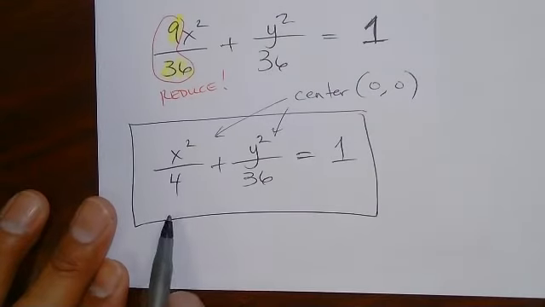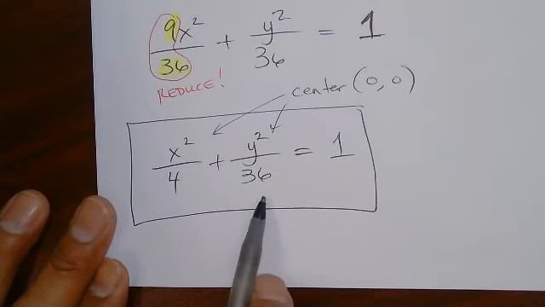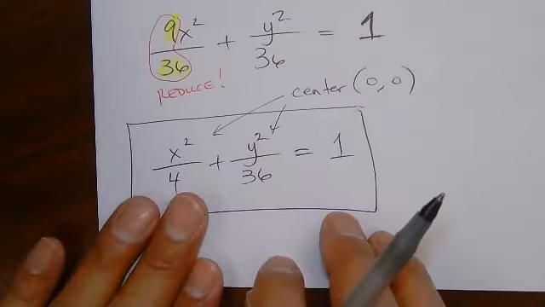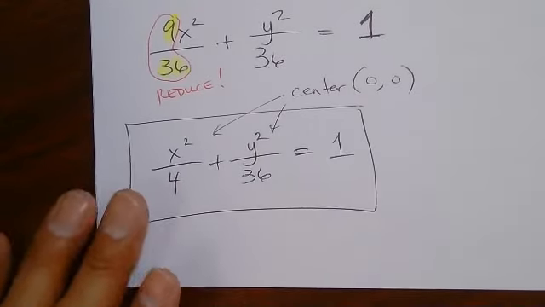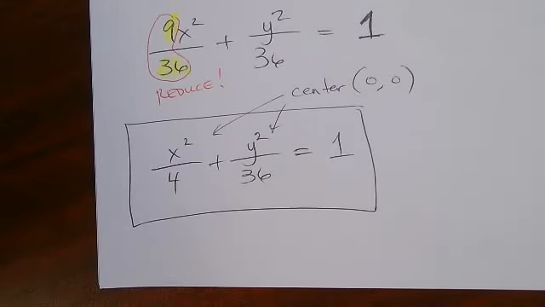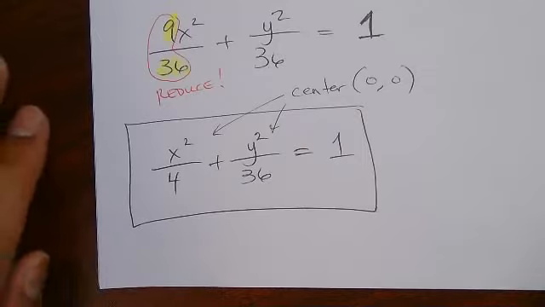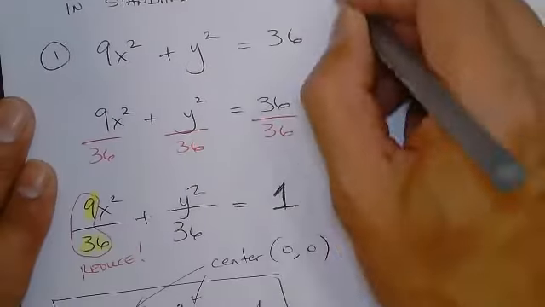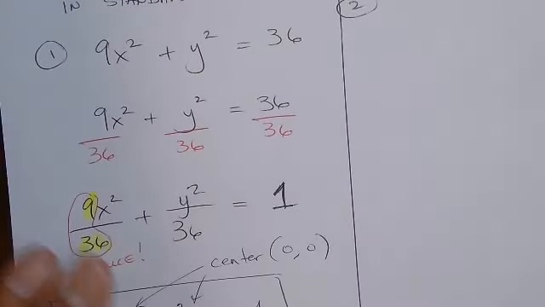So then you know how much you'd have to move from the x, right? 2 left, 2 right, and then up 6, down 6. But see, you're not graphing it. We're just getting it to this form. Everybody see what we're doing? That's it. Okay, let's do another one. Number 2.